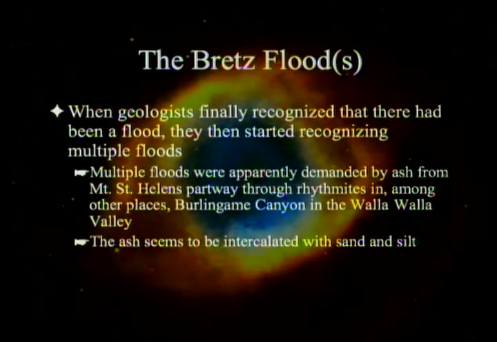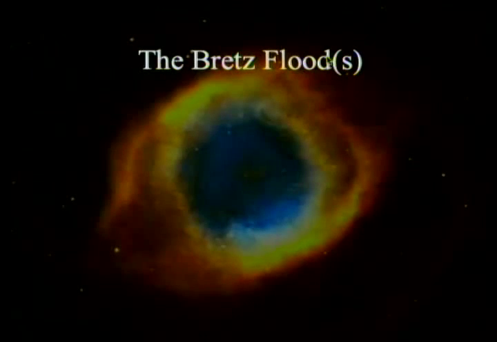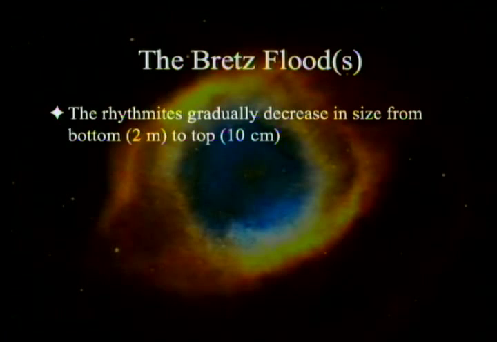The ash does seem to be intercalated with sand and silt, which raises the question, maybe it wasn't just a single deposit, but perhaps was being deposited at the same time. So Mount St. Helens may have gone off during the flood. Here's a picture of some of that intercalated sand and silt. And you can see that it splits into two layers here with regular deposits on either side of it. The rhythmites gradually decrease in size from the bottom, which is 2 meters, to the top, which is about 10 centimeters, which suggests that whatever the process was, it was doing so in a gradually decreasing size.